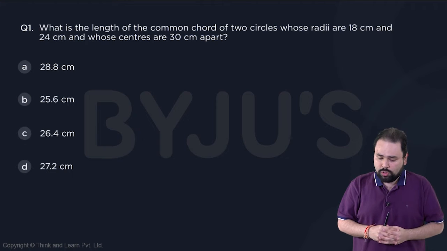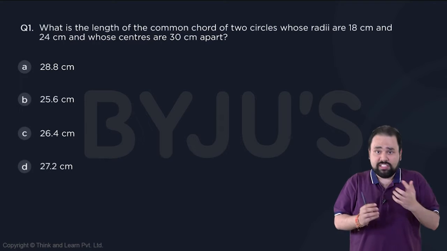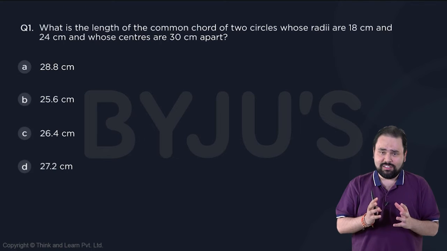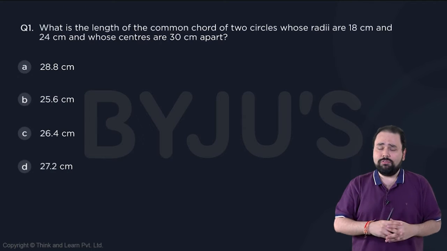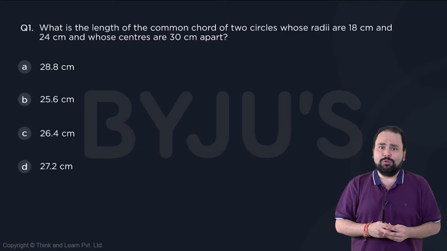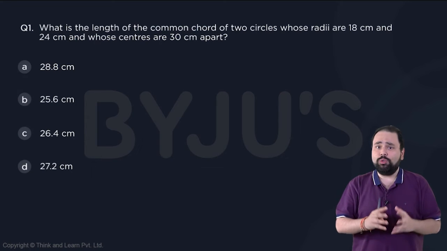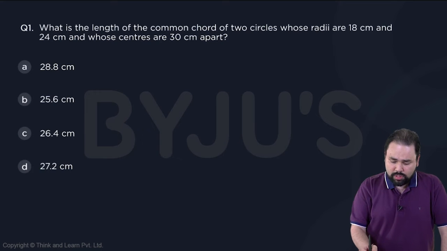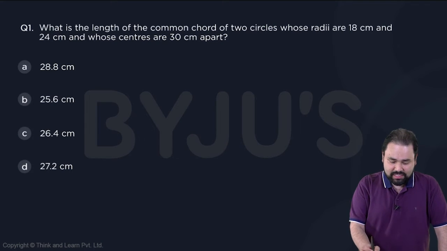What is the length of the common chord of two circles whose radii are 18 and 24 centimeters and whose centers are 30 centimeters apart? Now in general I don't really appreciate a lot of geometry, so I like to do it either in a smart way, or if there are basic questions which revolve around angles or length of chords, then I generally like to give it a go. So if I were to solve it, this is how I would do it. Length of the common chord of two circles, radii are 18 and 24, centers are 30 centimeters apart.